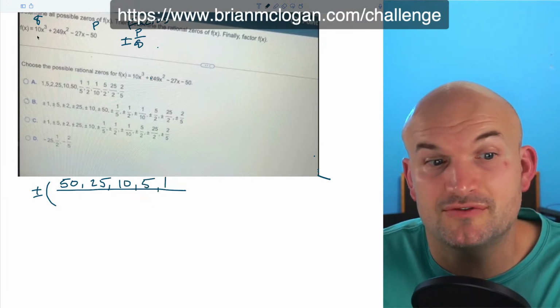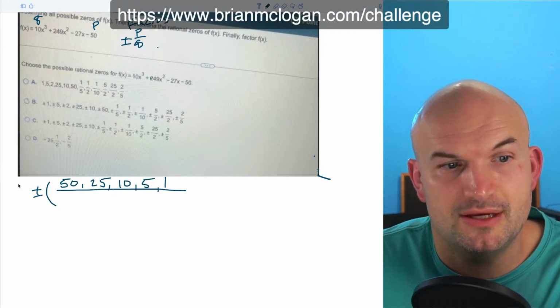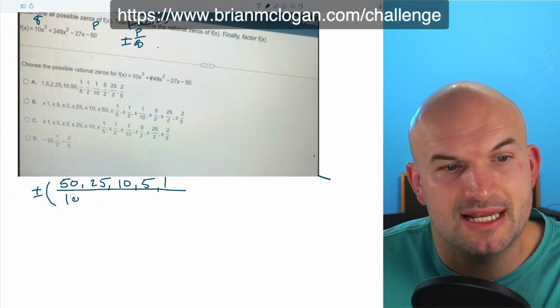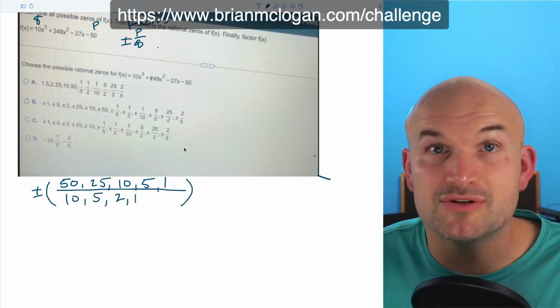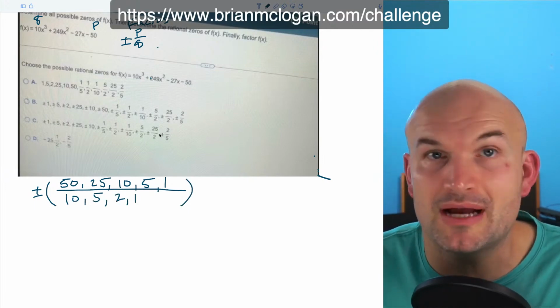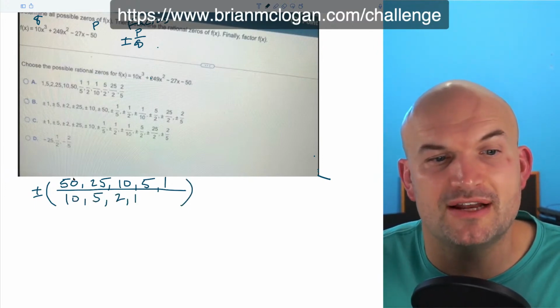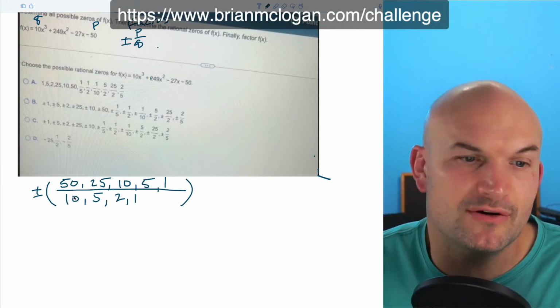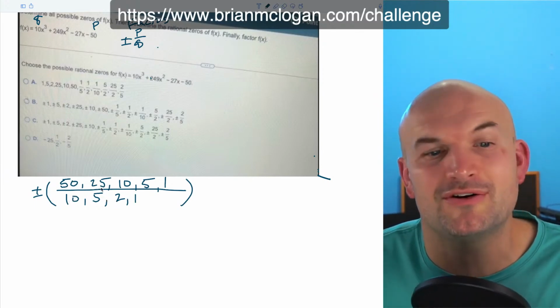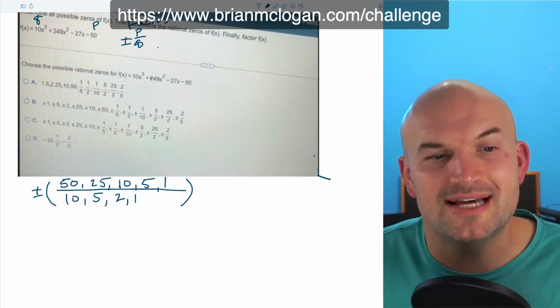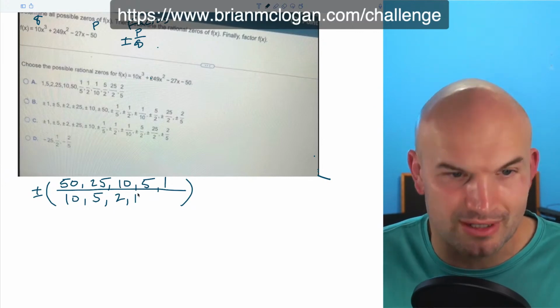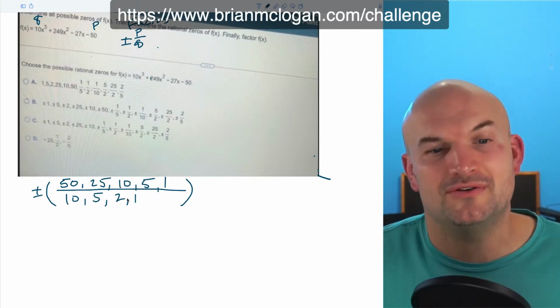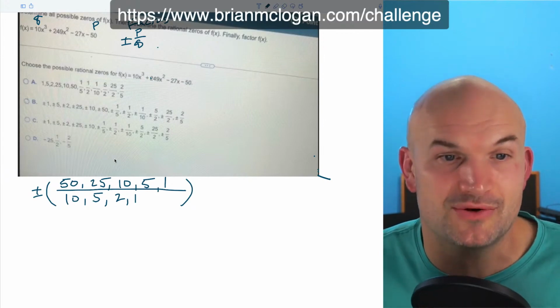And then let's do the factors of Q, right? So it's going to be P over Q. And so Q is going to be 10, 5, 2, and 1. Okay, so now what we need to do is find all the possible combinations. So it's going to be 50 over 10, 50 over 5, 50 over 2, 25 over 5, 25 over 10, 25 over 5, 25 over 2, 25 over 1, 10 over 10, 10 over 5, 10 over 2, 10 over 1, 5 over 10, 5 over 5, 5 over 2, 5 over 1. You can see why there's so many answers going on here, right?